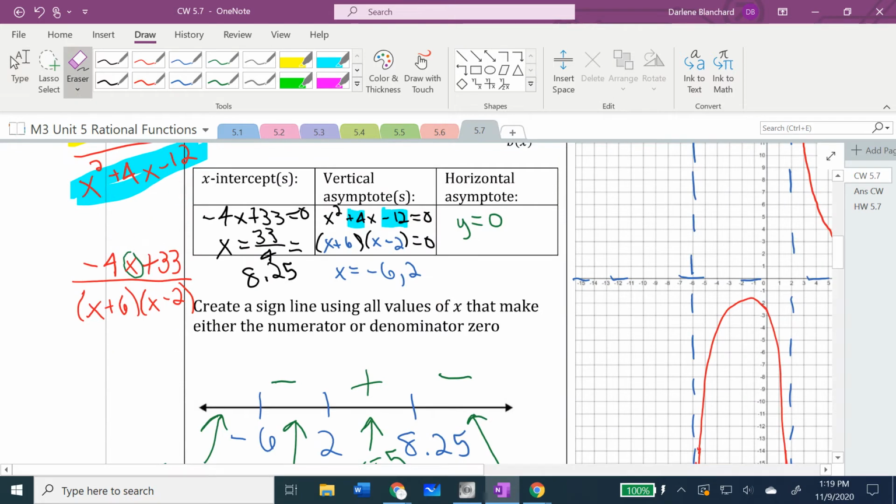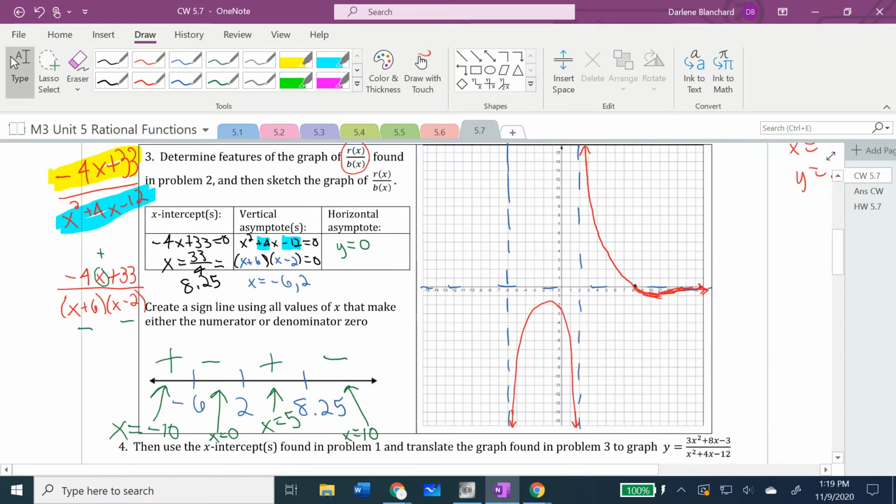And now, if I plug in -10, the numerator is going to show up positive because I've got -4 times -10 plus 33. If I plug in -10, I can see x plus 6 is negative. I can also see x minus 2 is negative. So in the denominator, I'm multiplying two negatives to get a positive with a positive numerator. And now I know that I exist above the x-axis when my x is smaller than -6. So that is telling me that I exist along here.